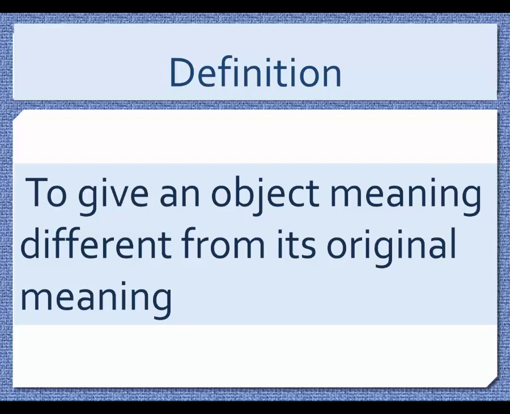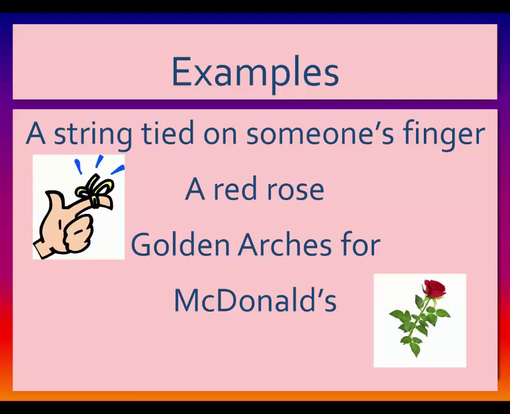Symbolism means to give an object meaning that is different from its original meaning. Writers will use symbolism to express or enhance an idea. One example of a symbol is a string tied on someone's finger. It is used to mean that the person needs to remember something. Another might be a red rose used to signify love.